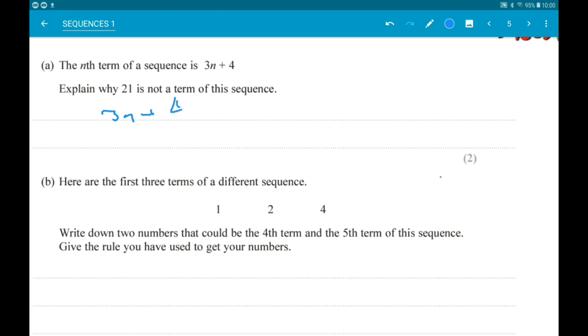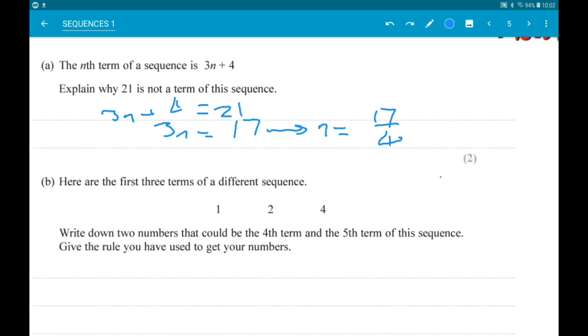Or the clever way to do it is if 21 was a term, then 3n add 4 equals 21, which leads us to a whole number value for n. So if we subtract 4, we get 3n is 17, which would tell us n is 17 over 4. But n has to be a whole number because it's the term number.